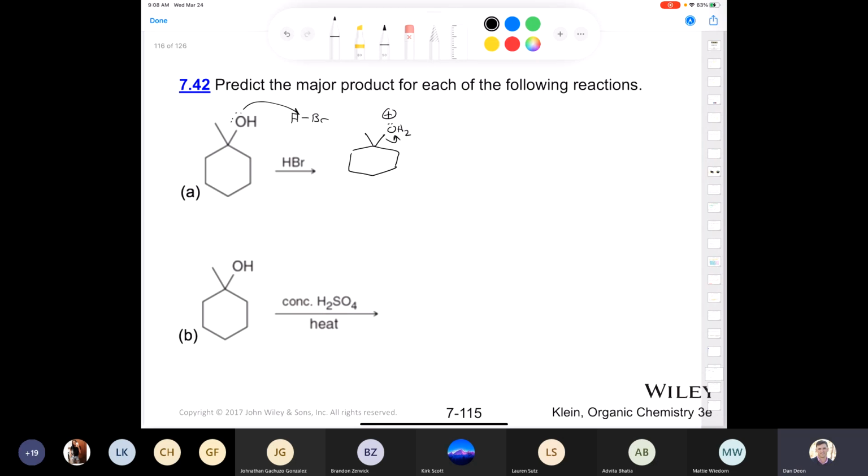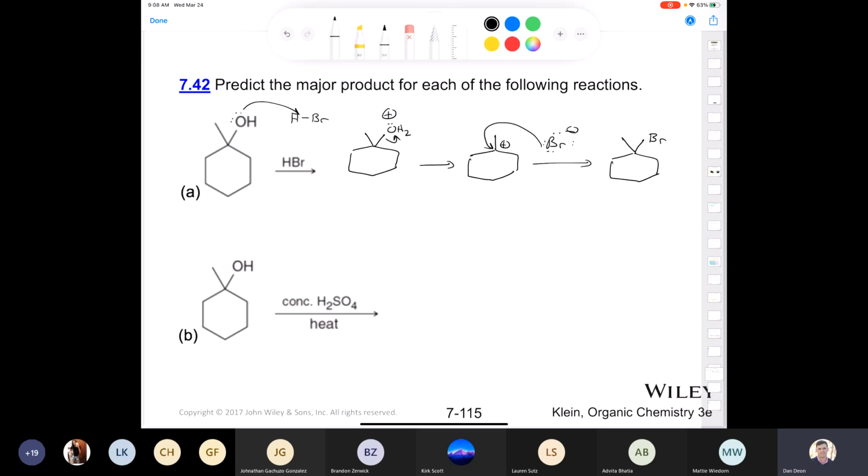We get the loss of our leaving group, which is going to form the tertiary carbocation, like that. And then in the last step, the bromide that was produced in the first step is going to come in as a nucleophile, and we're going to end up with this tertiary alkyl bromide, like that.